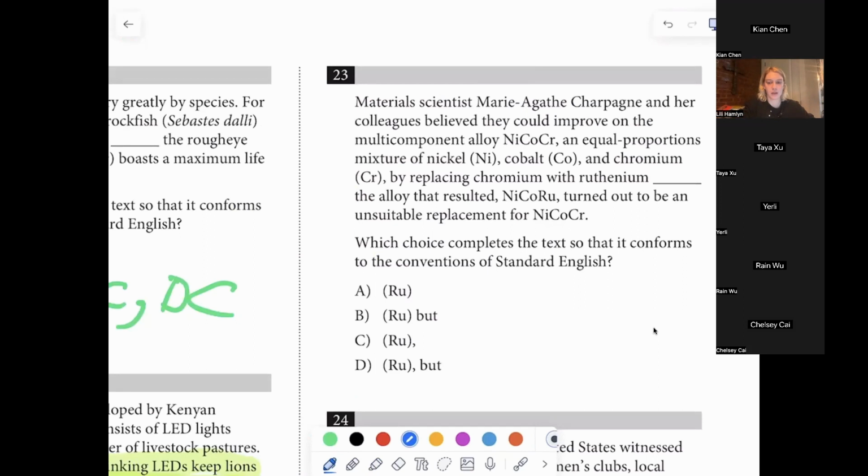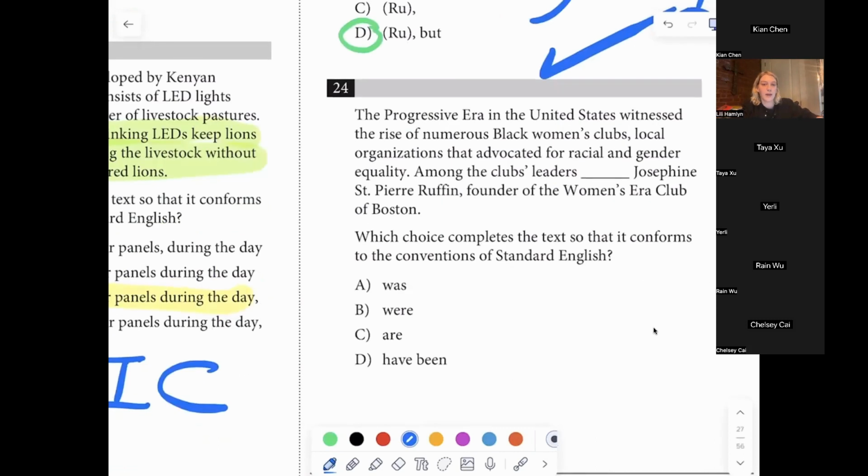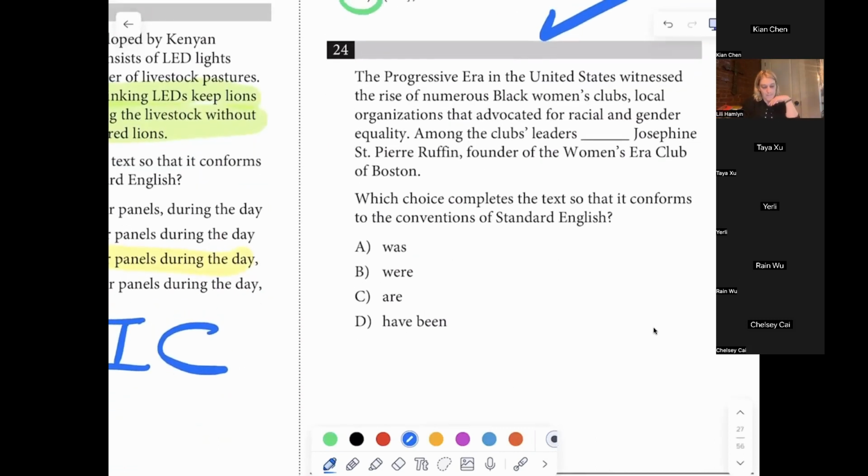Yeah, perfect. Fab. Yeah, D is the correct answer to 23. What that gives us is an independent clause and then a comma, but, and then another independent clause, which we know is correct. Good job. All right, 24.